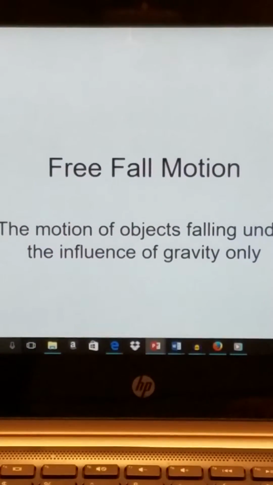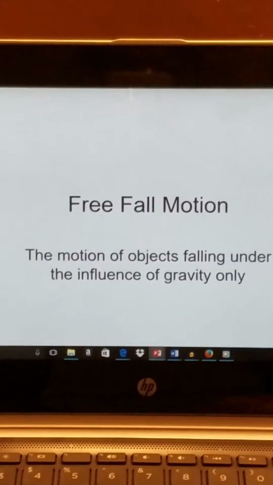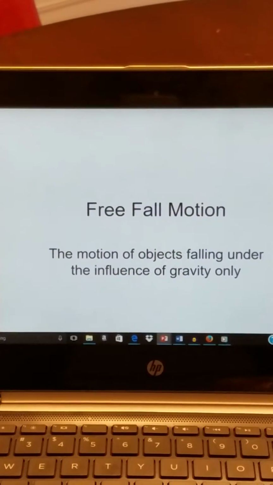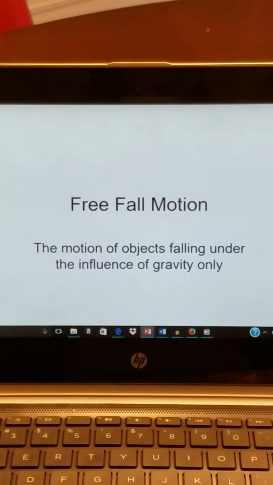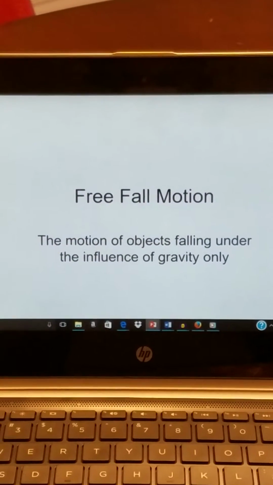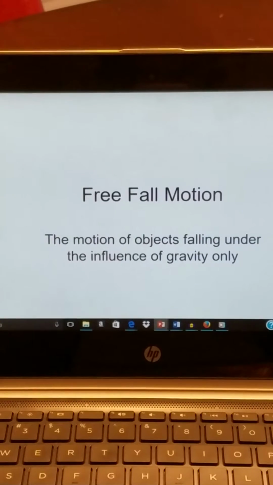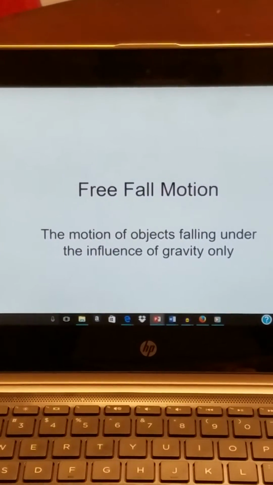Today's lesson is on free fall motion, the motion of objects falling under the influence of gravity only. Say what? Yes, I said that. The only force acting on a free falling object is gravity.